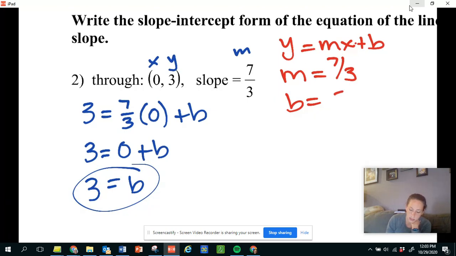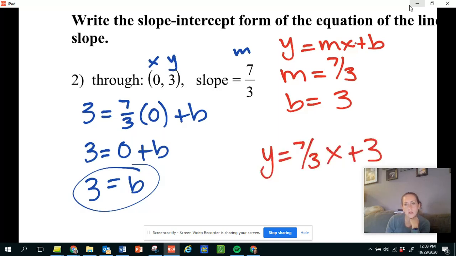So now that I know b, I can write my equation. So it's y equals 7/3 x plus 3.